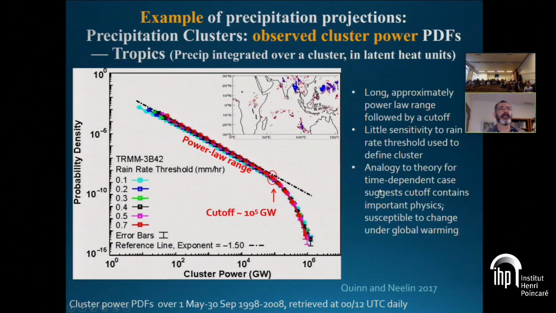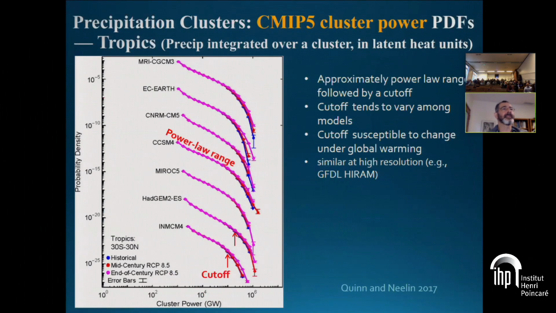So you are tempted to think that there must be an analogy of theory for the time-dependent case. You would suspect that the cutoff contains important physics and that it would be susceptible to change under global warming. If you look in a series of climate models, here the PDFs of the cluster power are being shown separated by 2 decades just so that you can see them. So we're shifting them up as we go along, but you can compare the slopes. In each case, you have a range which is roughly power law, roughly in the range of minus 1.5 exponent, followed by a roughly exponential drop.